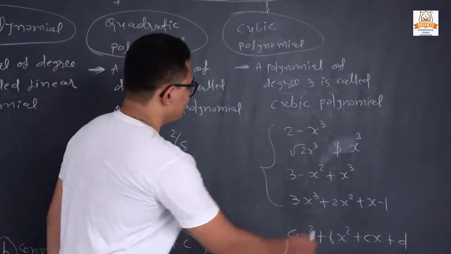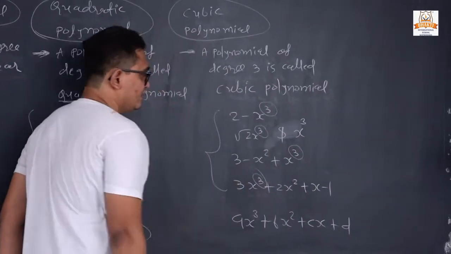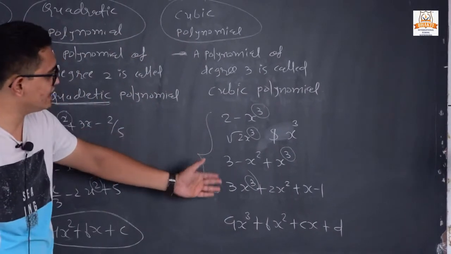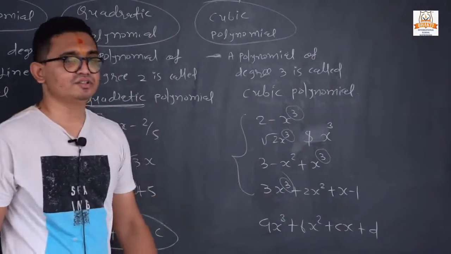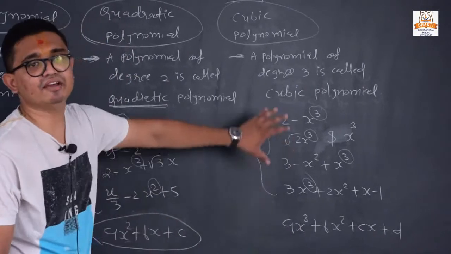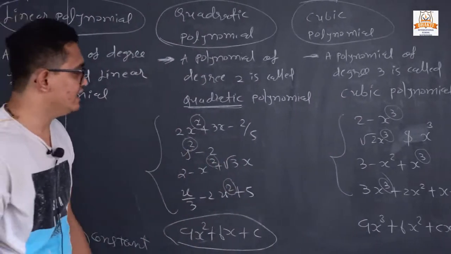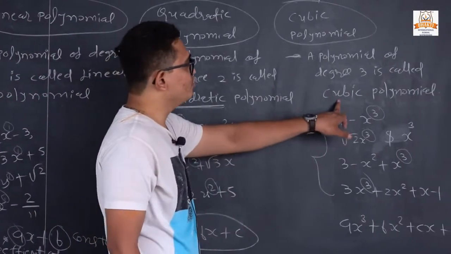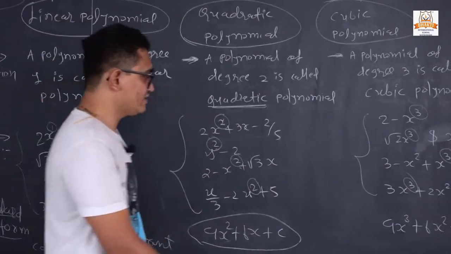See here, first degree 3, once again degree 3, degree 3. In each case you can clearly see that the maximum degree is 3. So if any polynomial has a maximum degree of 3, it is called a cubic polynomial. What is its standard form? We can describe its standard form.